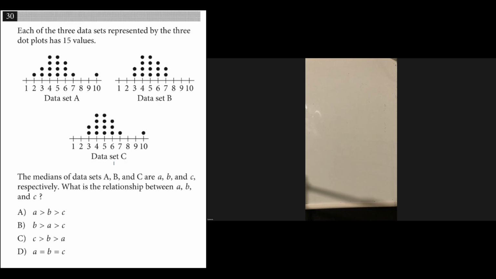For this one, data set A and B should have the same median because this 10 will cancel out this 2. So that means data set A and B have to have the exact same median, and so A equals B. Looking at the answer choices, the only one that would fit that is answer choice D.